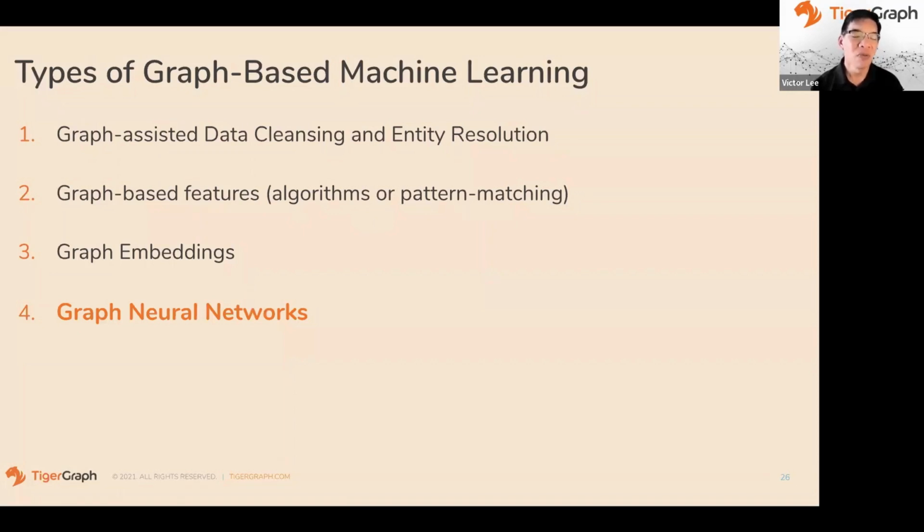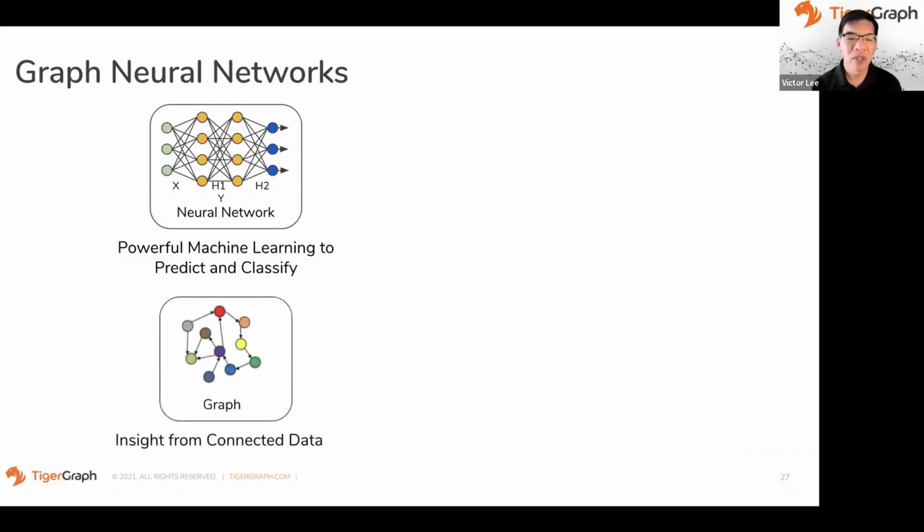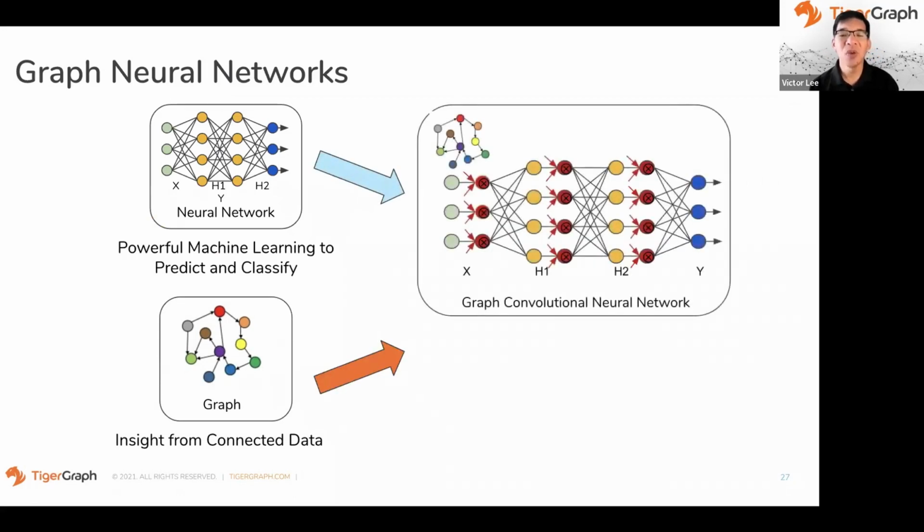And we're now on to the fourth way that graph can help with machine learning, and that is graph neural networks themselves. Start with ordinary neural networks, a powerful machine learning technique to predict and classify. That's why they're so well known, so well used. And then we have graph, which is a great way to get insight through connected data. You can somehow combine these. You can get what we call a graph convolutional neural network. So you take the traditional neural network data flow and you insert an additional step called the graph convolution.